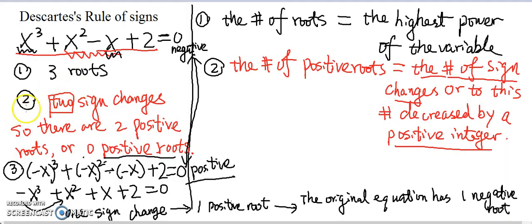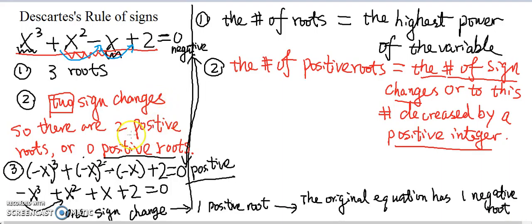First of all, we check the sign changes of the coefficients, and that can determine how many positive roots. So for example, as we did before, we have positive, negative, positive. So there will be 2 sign changes. From positive to negative, that's 1 sign change. From negative to positive, that's another sign change. Because we have 2 sign changes, there are 2 positive roots or 0 positive roots, because we cannot say for certain exactly how many positive roots we have.